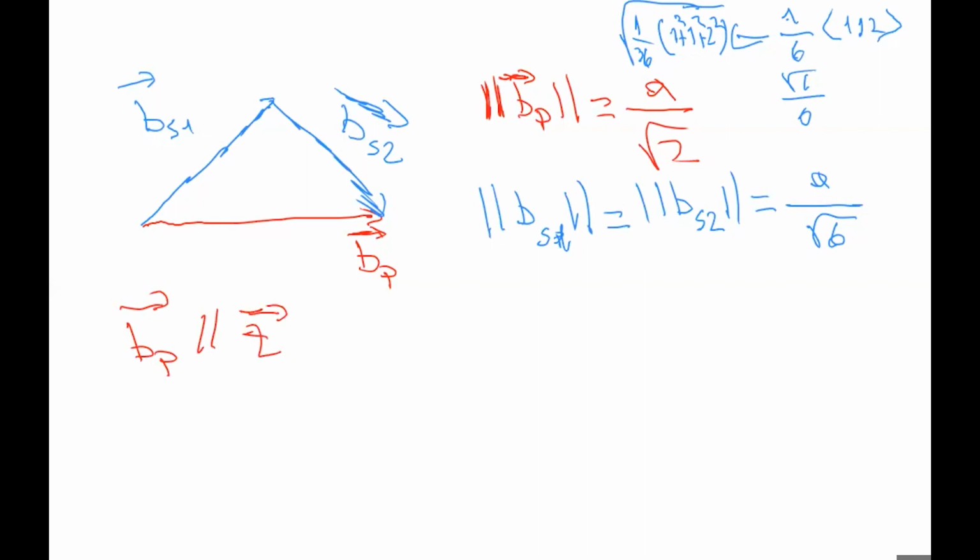So the dissociation leads to, we will have one here, one here, and the tangent vector is this, guys. So we will have both edge components and screw components.